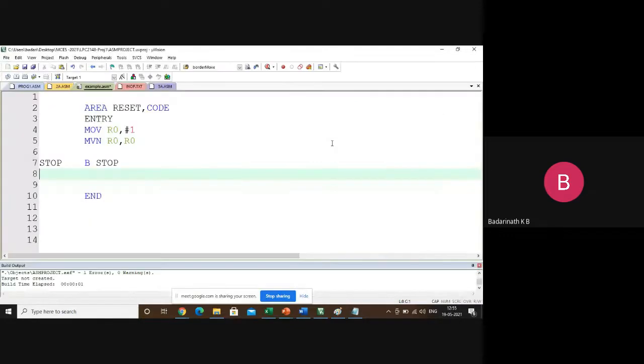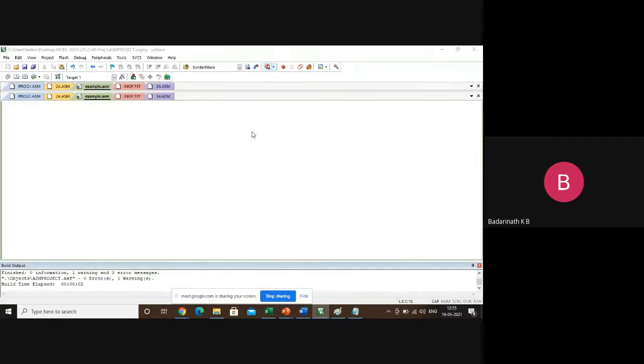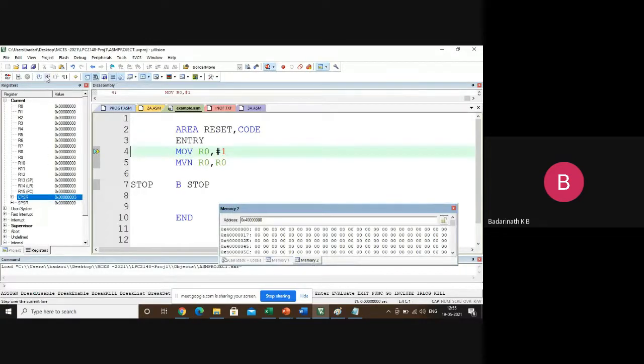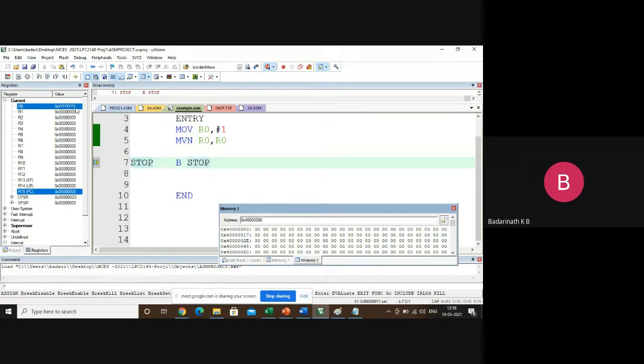Now look at this program. This is the value I have loaded here, and now I am writing this instruction. I'll compile this program and see whether my answer is correct or not. Now I'll run this program. R0 is 0x00000001. Now I'll execute this instruction. My expected value is FFFFFFFE, and I got FFFFFFFE. That means this is how the MVN instruction works.